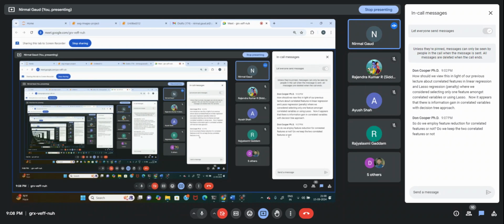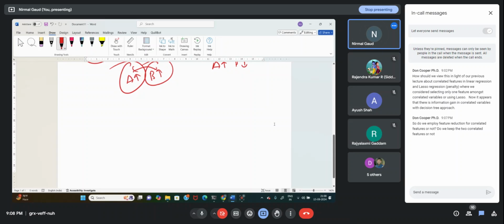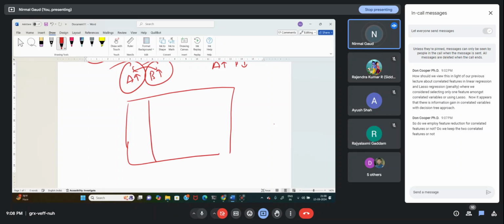Do we employ feature reduction for correlated features? Do we keep the correlated features? No, sir, we don't keep the correlated features. One more thing, again a good question: in our data, do we keep the correlated features for our model training? The answer is no.